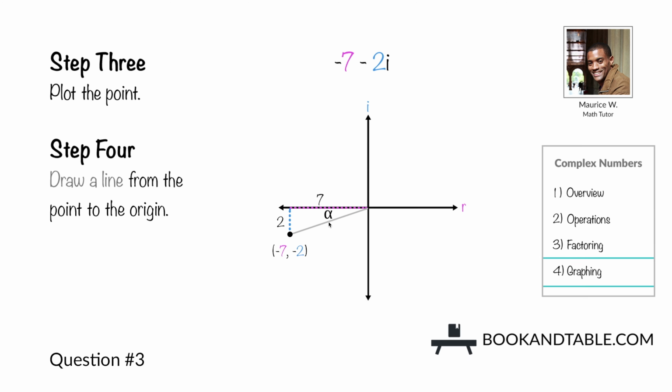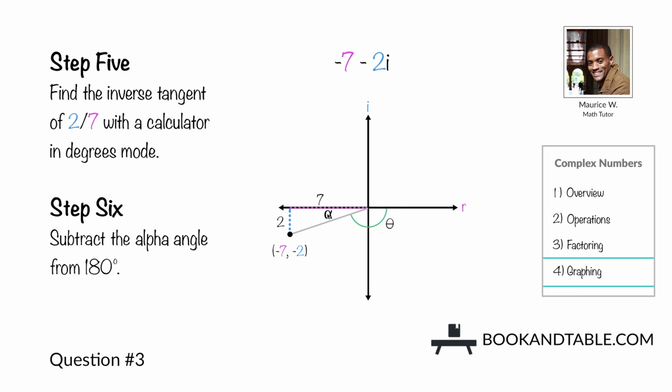giving us a right triangle with an adjacent side to alpha with a length of 7, and a side opposite of alpha equivalent to 2. So now we have our alpha angle and our argument. So we'll use the inverse tangent of the opposite side 2 divided by the adjacent side 7 to find our alpha angle, and then we'll subtract that from 180 degrees to get our negative theta.